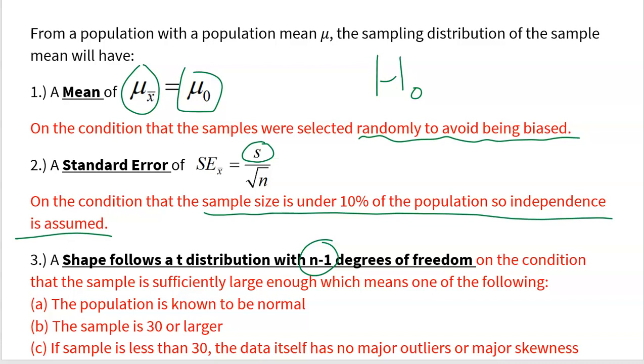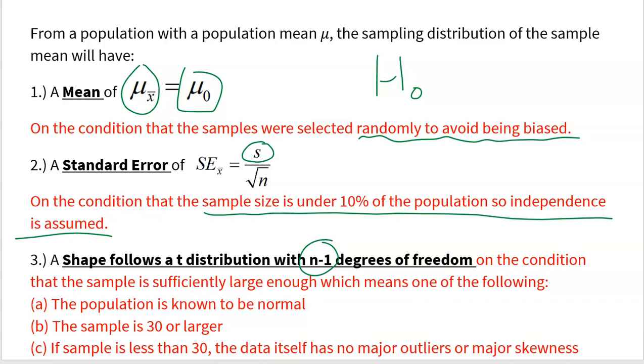Now, the condition to use a t-distribution is actually one of 3 things. Doesn't matter which one, you can meet any one of these. A, if it already says that the data for the population follows a normal model, well then my goodness, any sample size is big enough. You can even use a sample size of 2 and you're big enough so that your sampling distribution will be safe to use a t-distribution.